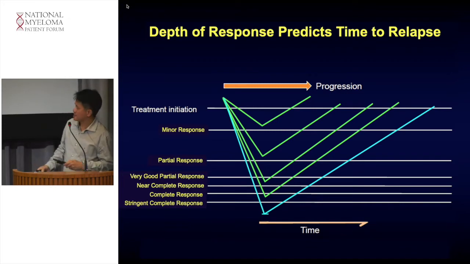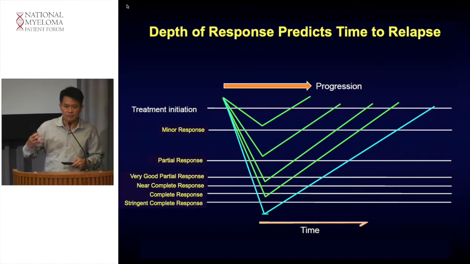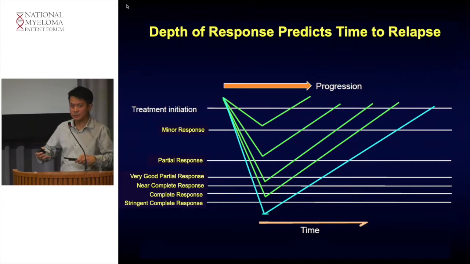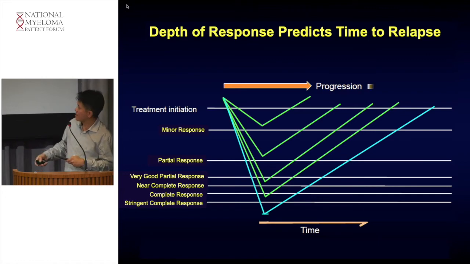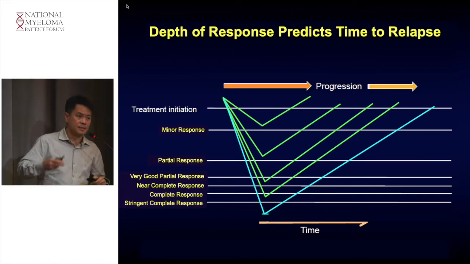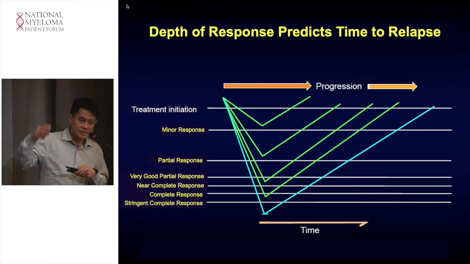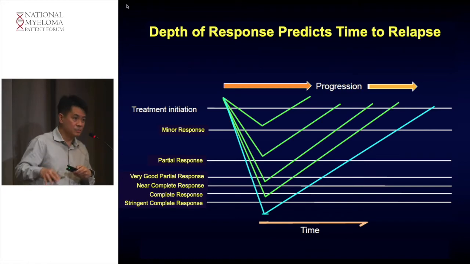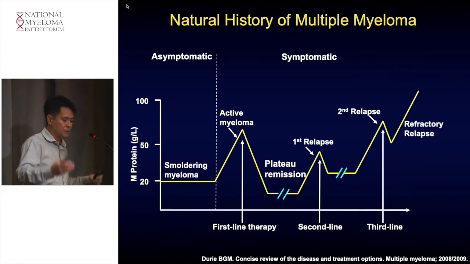It is because if I can attain a deeper response, then it takes a longer time for these remaining cancer cells to regroup and re-emerge and dictate a relapse. So in essence, you're actually buying this extra time if you are able to reach a deeper level of remission. So we were aiming for a deep remission. Complete response was what we were aiming for.